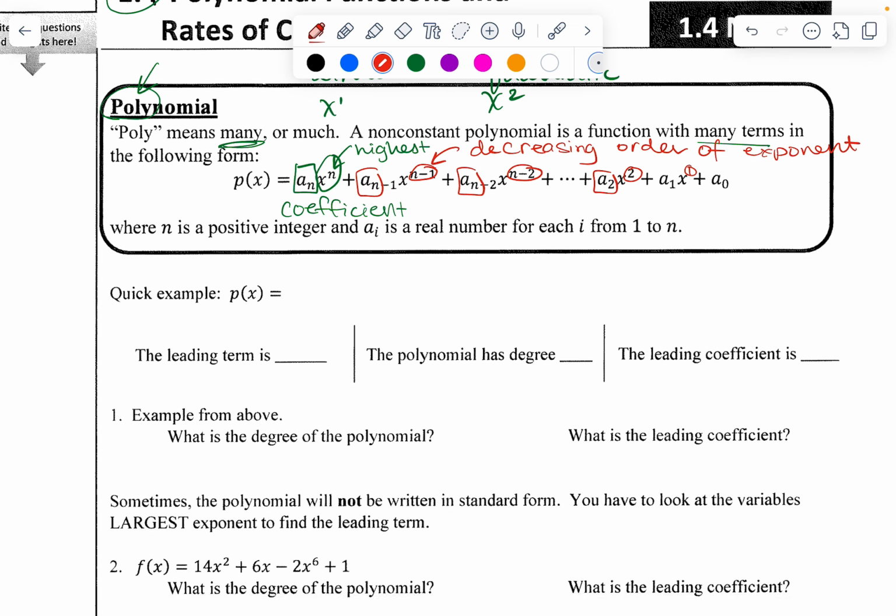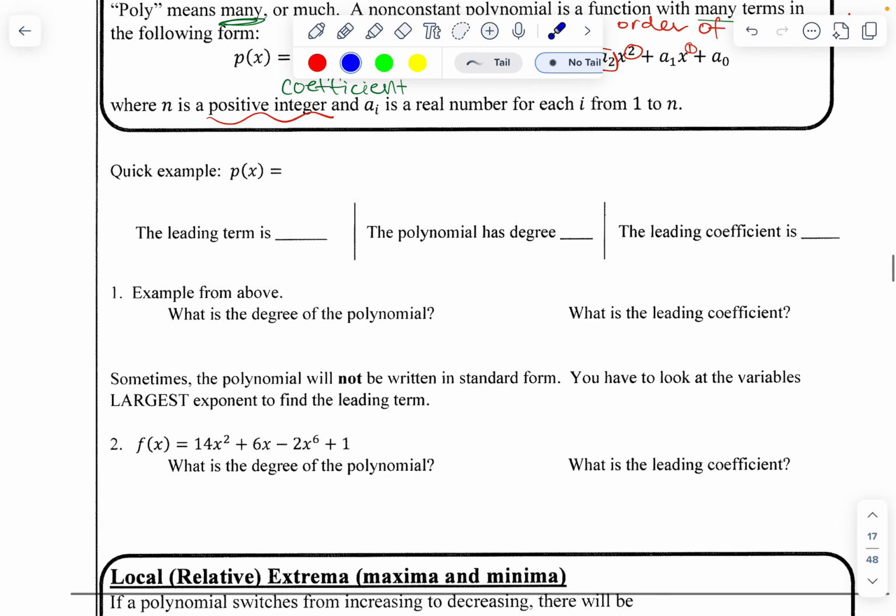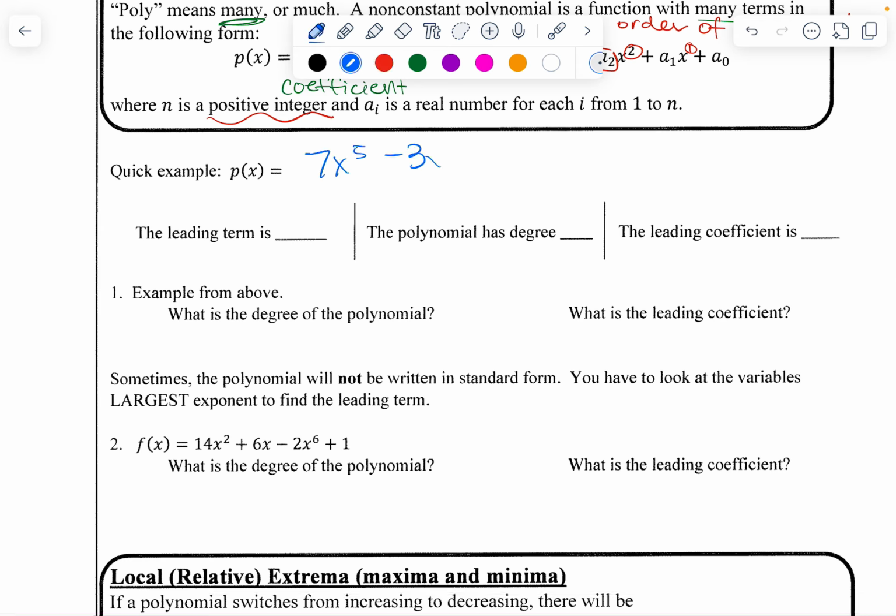So if n is the positive integer and it's the highest, then each one below it goes down by 1. So if the highest one was 10, this could be 9, this could be 8, and so on all the way to the second, the first. And then this is called the constant term, aka has an x to the 0 in it, but we just call it the constant term. So for example, you could have 7x to the 5th minus 3x squared plus 6x minus 2. Let's say that's your polynomial, okay?